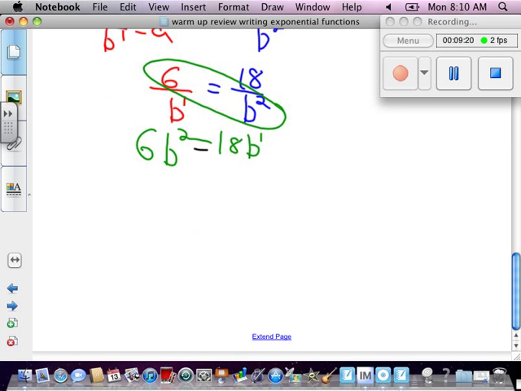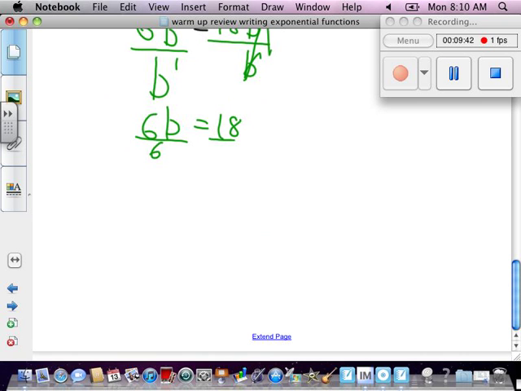We got to solve for b, and in order to do that, we're gonna divide. We're gonna get rid of b to the first from both sides. These cancel, and 2 minus 1 gives me b, and 18 divided by 6 gives b equals 3. Didn't have to square root anything. Now we're going to go back and we're going to stick this in the original equation.